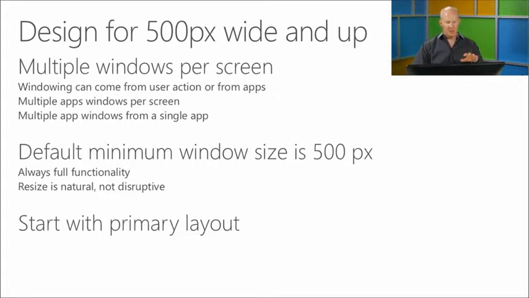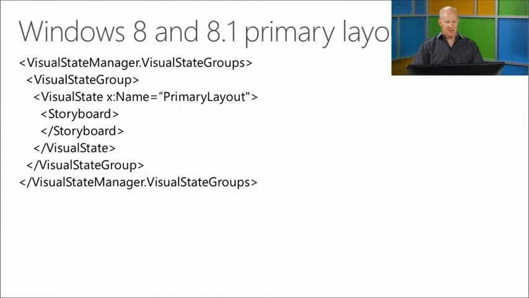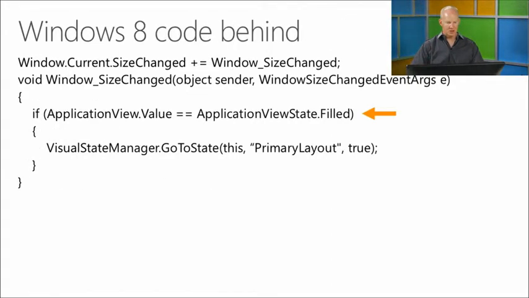So the default minimum size is 500 pixels. It'll always be 500 pixels, and 500 pixels and up is always going to be full functionality. You want to make the resize just feel really, really natural and not disruptive, so the user can just size the window however they want, knowing that the app's always going to work great. And what we do is we start with that primary layout. And in some cases, we don't have to do anything at all, just like you saw in the sports app. So I can have my primary layout defined, like here in XAML. Like I have a visual state defined for primary layout, and that's my primary layout that I designed for the screen size portion of the strategy.